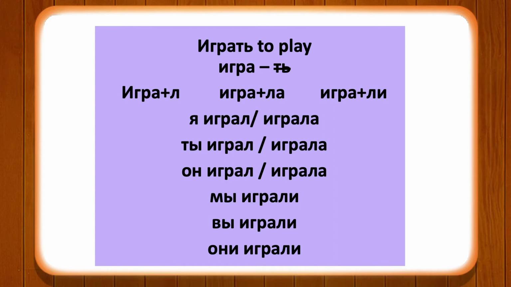Let us repeat it with the feminine forms. Ya igrala, I played or I was playing. Ti igrala, you played or you were playing. On ana igrala, she played or she was playing. Mi igrali, we played or we were playing. Vi igrali, you played or you were playing. Ani igrali, they were playing or they played.